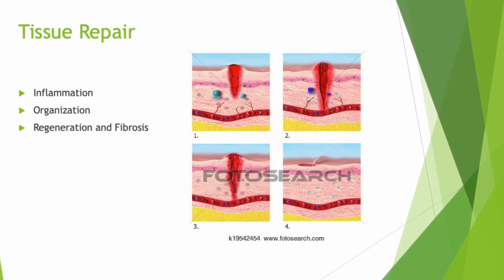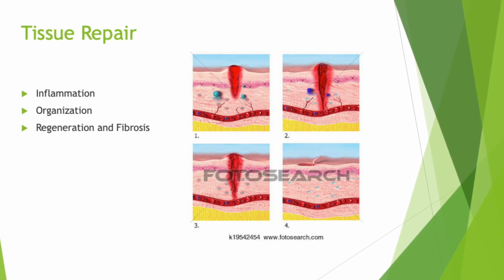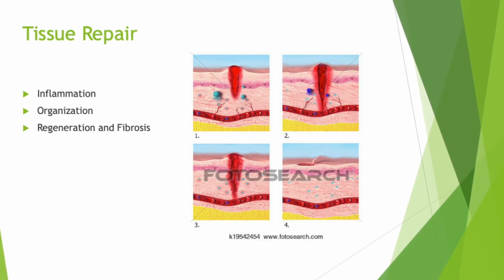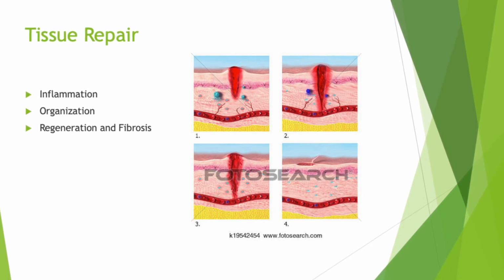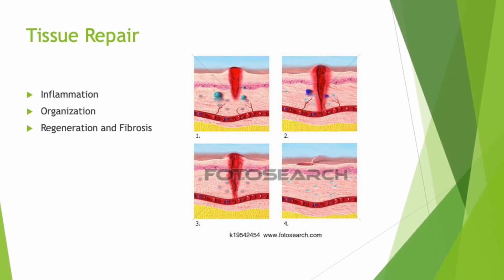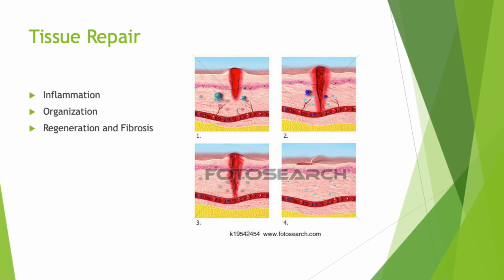The clot is replaced by granulation tissue, which restores the vascular supply. Fibroblasts produce collagen fibers that then bridge the gap. Macrophages phagocytize dead and dying cells and other debris. The surface epithelial cells multiply and migrate over the granulation tissue.